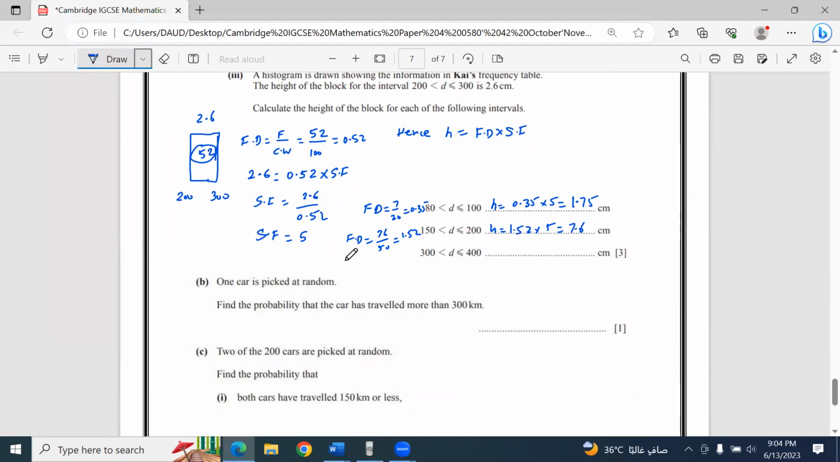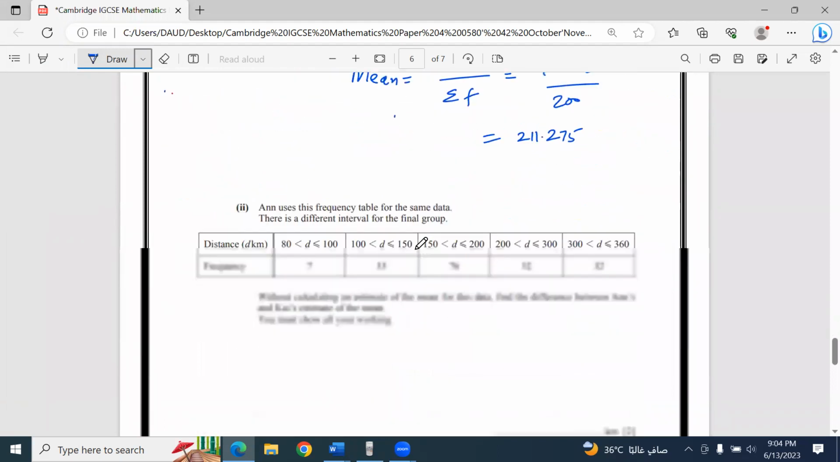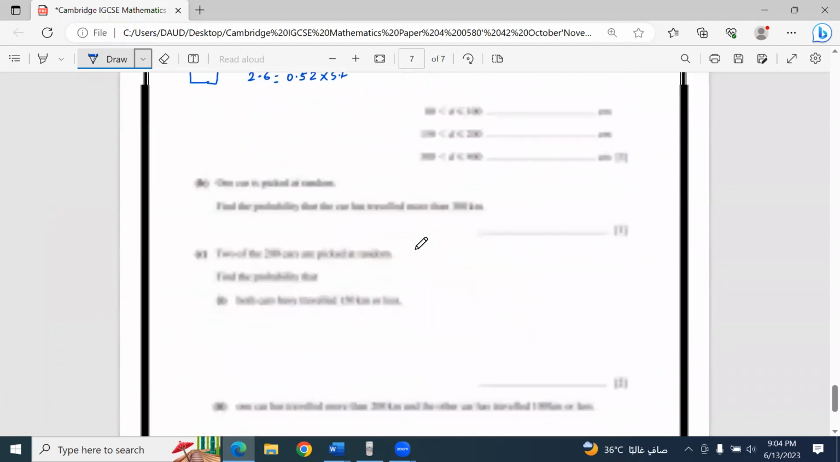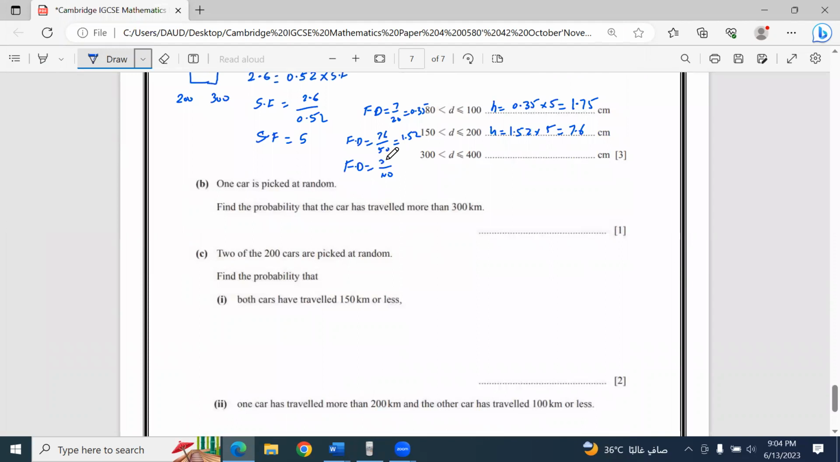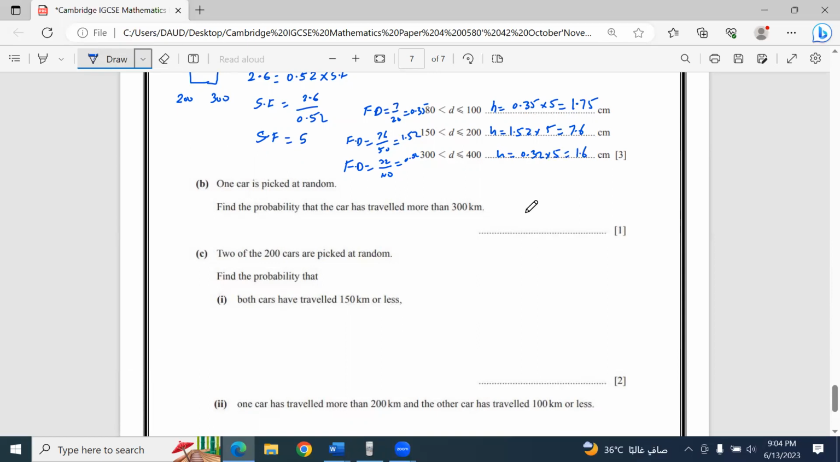And the next frequency density is for 300 to 400, class width 100. Here we will write 32. 32 divided by 100 gives me 0.32. Means height equals 0.32 multiplied by 5. We can check carefully: 0.32 multiplied by 5 gives us 1.6. I hope you understand how I get the answers.